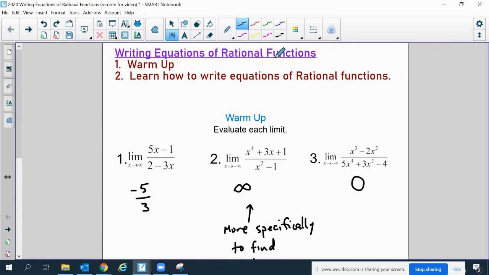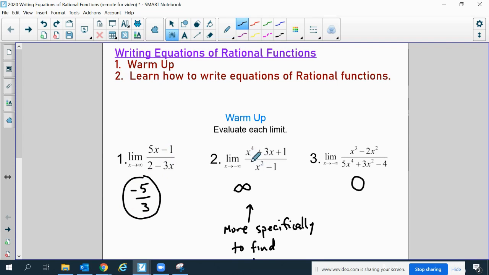This video is on writing equations of rational functions. So here are problems in the warm-up. We're just finding the limits as we're going to infinity or negative infinity. This one, we have the same power on the top and bottom, so we divide the leading coefficients. We end up with negative 5/3.